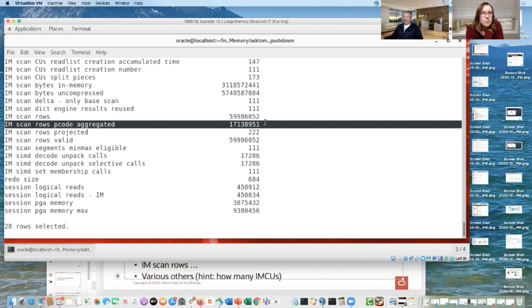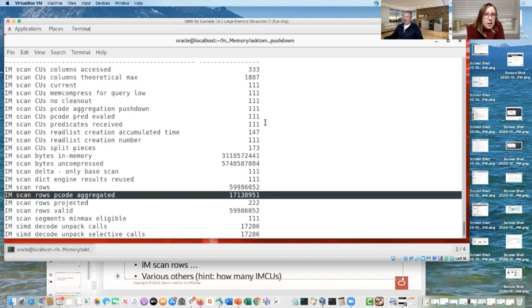Anything else you want to add? I don't want to do all the talking, but I also don't want to put you on the spot, because there isn't really any other way. We don't call it out as we did an IM scan single table group by or anything like that.